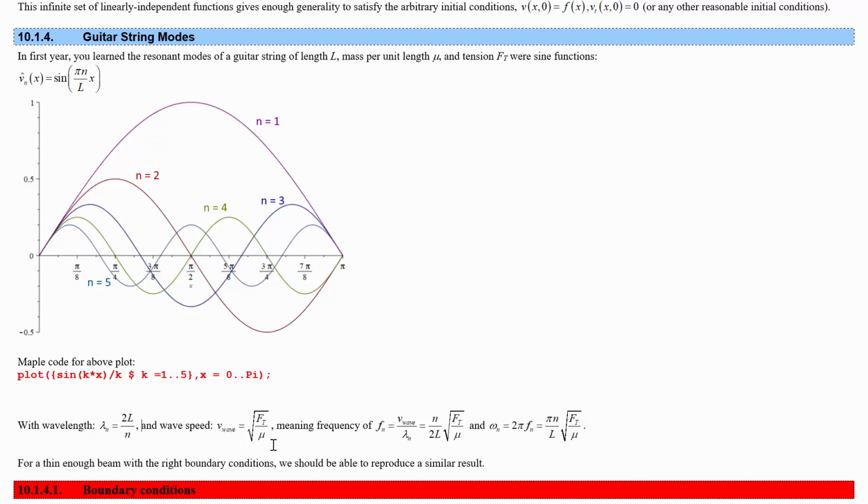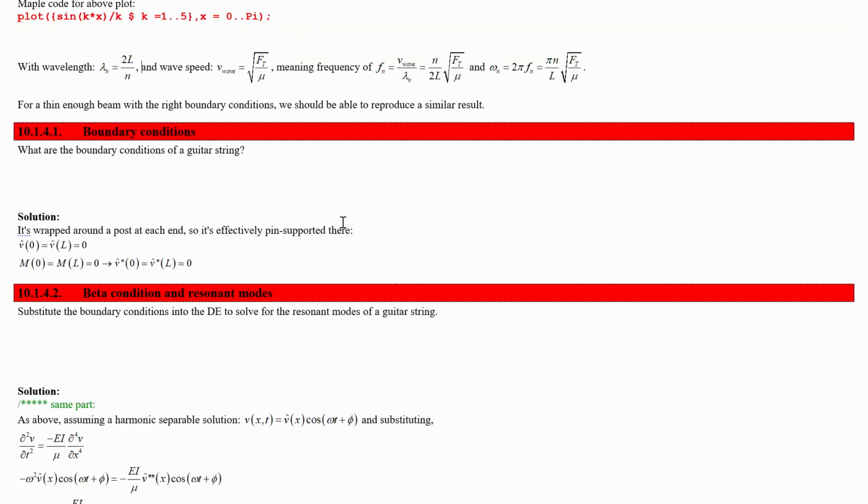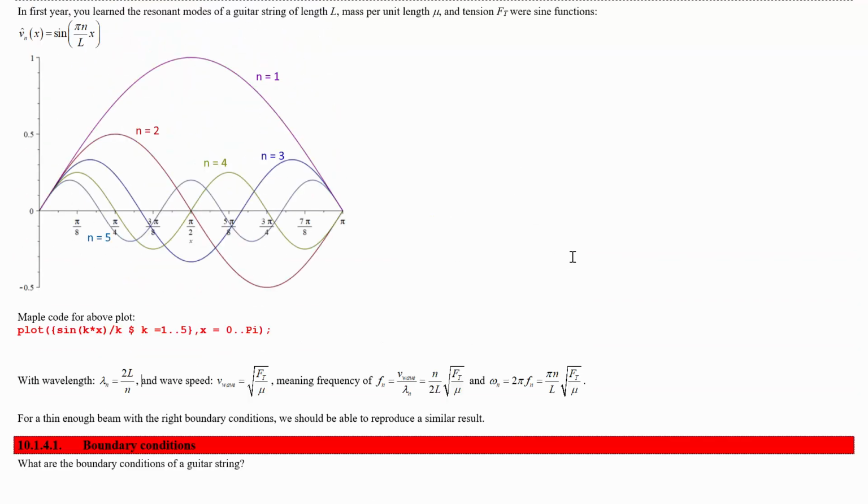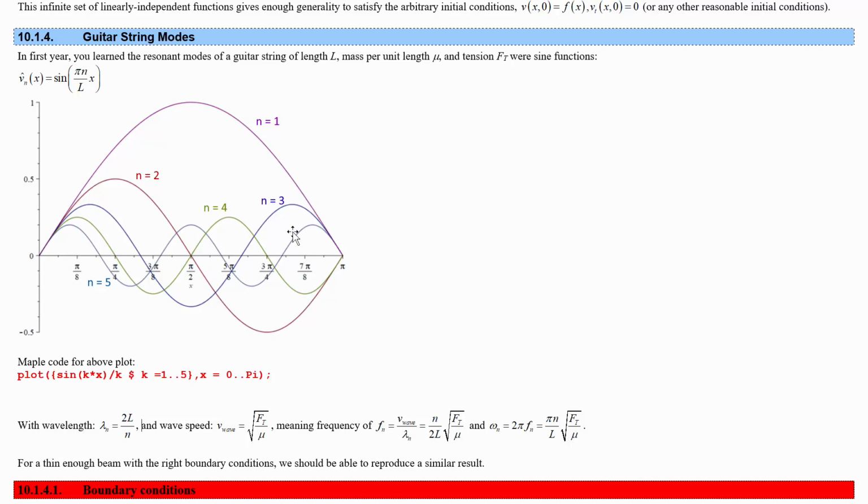Now, can we end up reproducing the same thing in the dynamic beam equation? I mean, a string is not quite a beam, but what about a beam that's pin supported on each end? Will we have anything in common with what's going on with the guitar string modes?